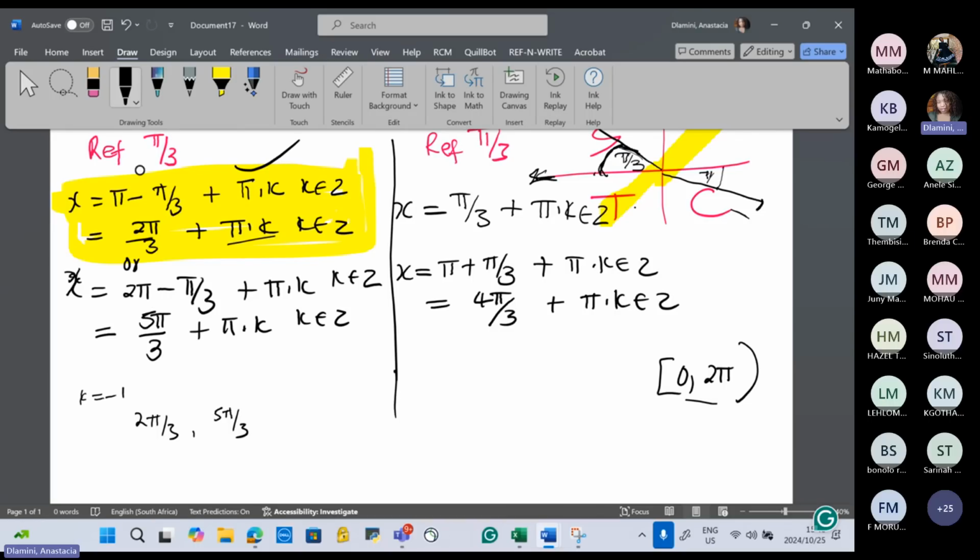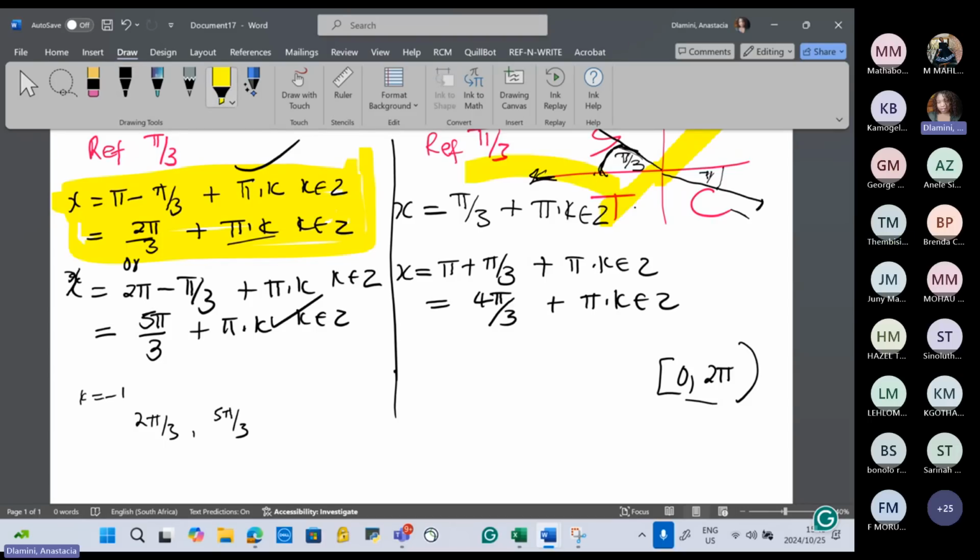Do we choose negative? -1. If we choose -1, what do you get? It's minus pi over 3, which is not part of the interval. If you choose 0, what do you get? You get 5 pi over 3. Now, if you choose 1, what do you get? 8 pi over 3. It will be overboard. Yes, ma'am. Okay, done. Now let's go to this one.